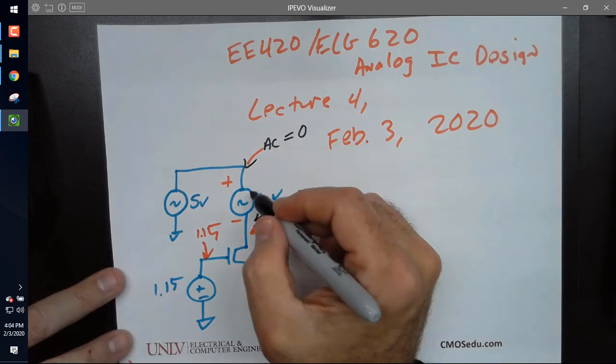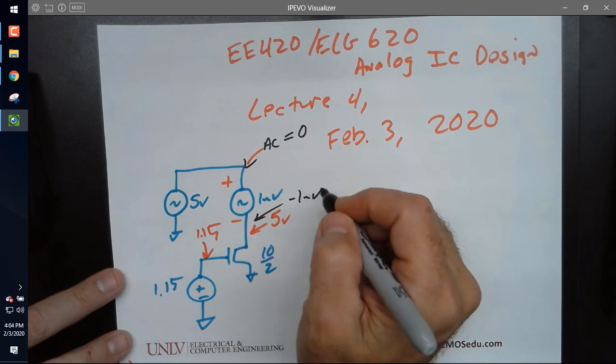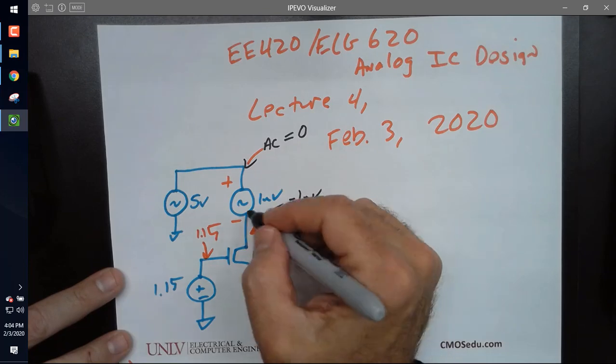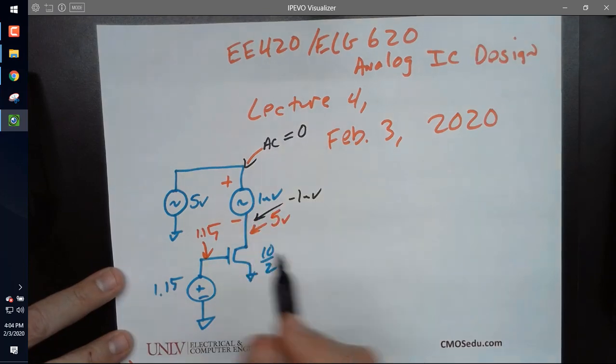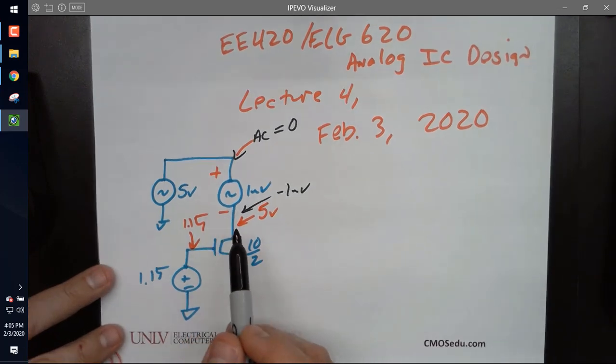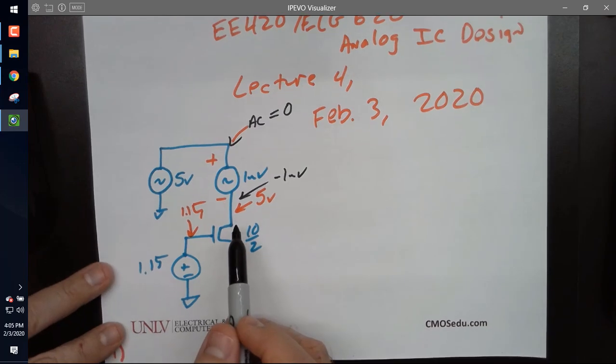So if this was 1 millivolt cosine, whatever, this would be 1 millivolt cosine, whatever, plus 180, or minus 1 millivolt, right? Does everybody see that? This is really clear to me. So if it's not clear to you, I want to know. Cody, is it clear? All right, clear as mud.